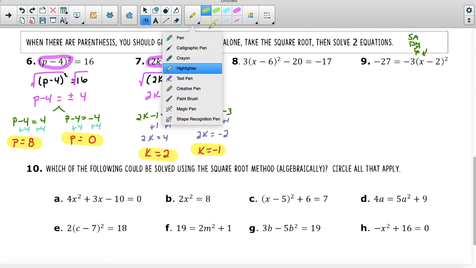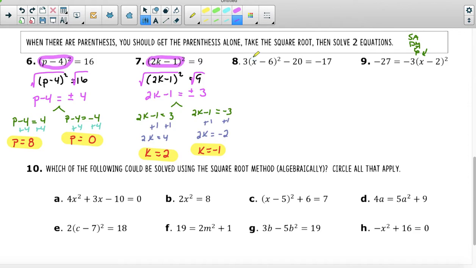On the next problem, we're going to do the same thing. We're going to look at our parentheses squared. We need to get everything away from it. So we do have a subtraction of 20. We need to move that. Since this is subtraction of 20, we're going to add 20 to both sides.